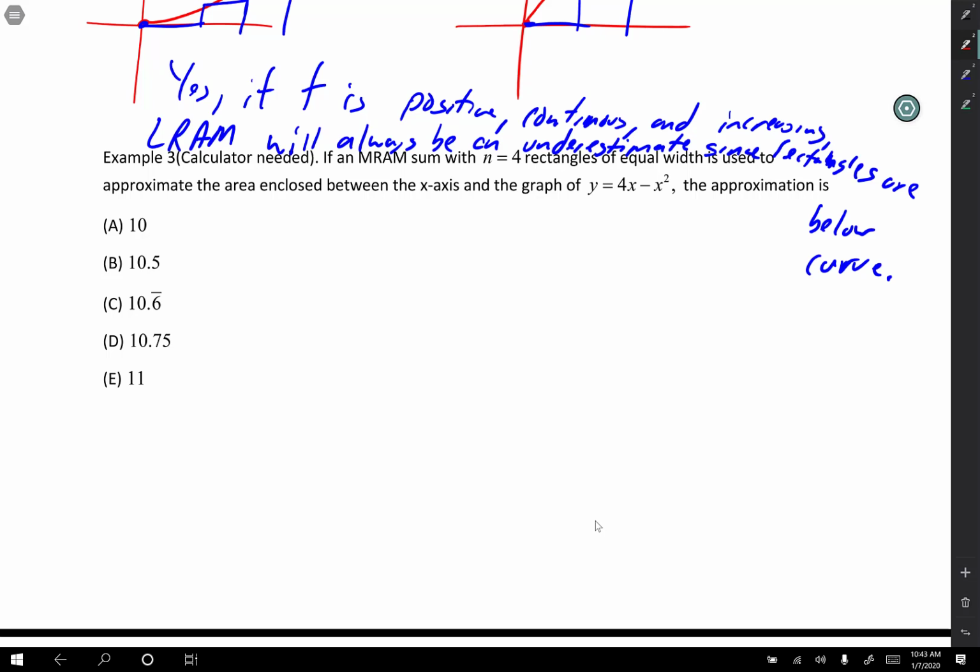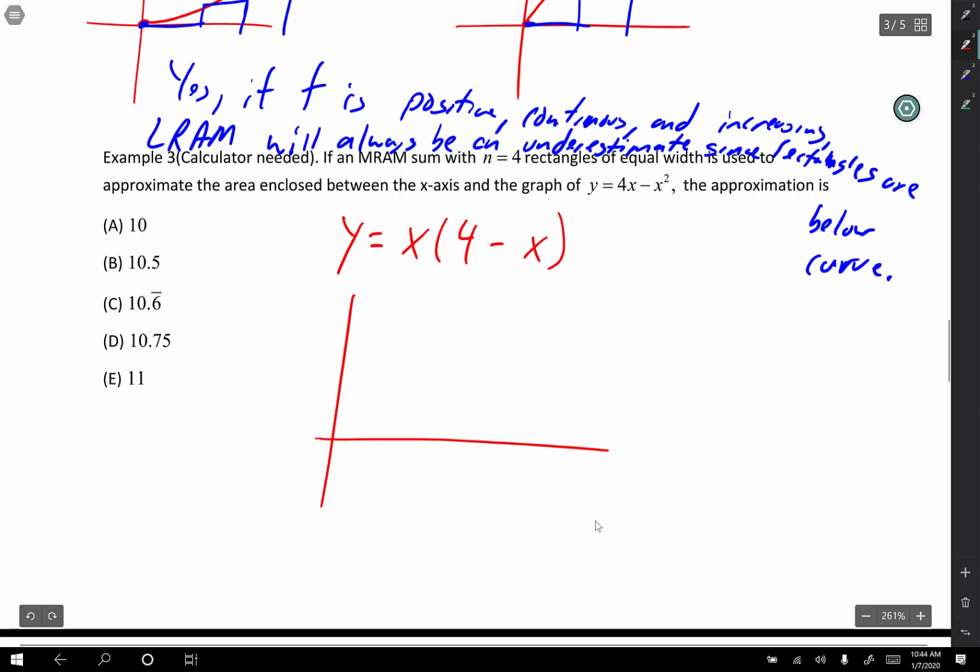If an MRAM sum with n equals 4 rectangles of equal width is used to approximate the area enclosed between the x-axis and the graph of y equals 4x minus x squared, the approximation is? All right, so first of all, do we know where this graph crosses the x-axis? So it looks something like this, guys. It looks something like that.